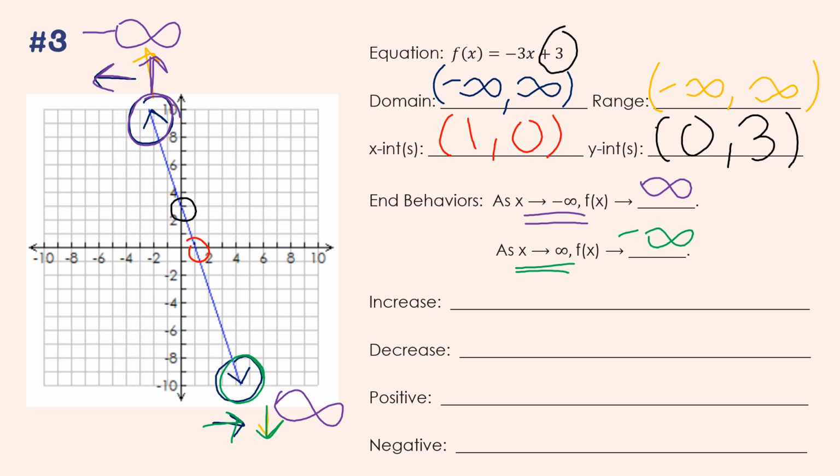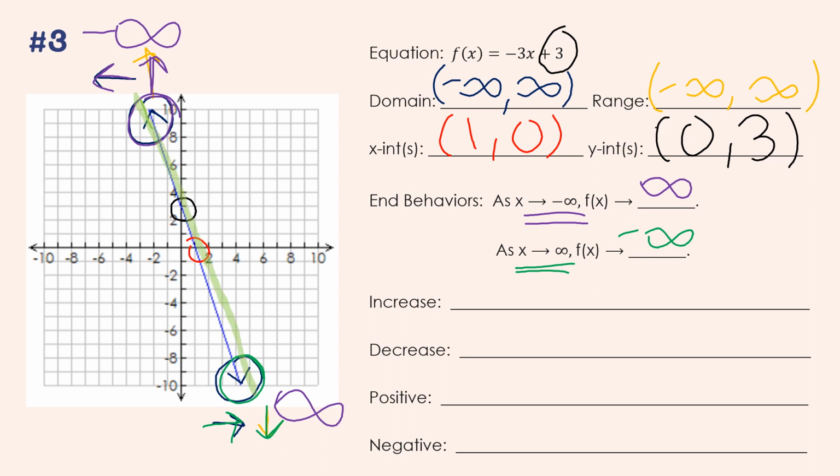Really, that's tricky for a lot of students to understand. Always start at negative infinity, always end at positive infinity. We'll start with increase and decrease. We're looking at, is it going up or going down? Put your pencil at negative infinity, start tracing in the direction of infinity. Is your pencil going up or is it going down?